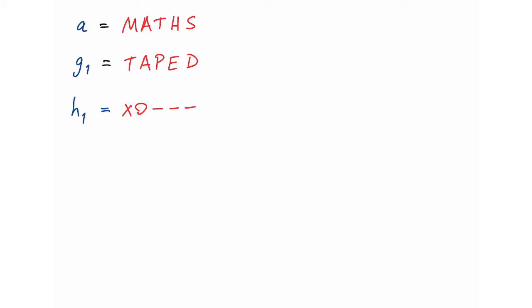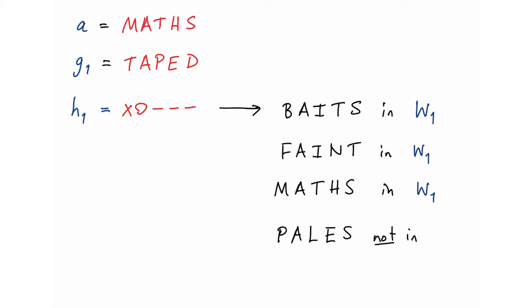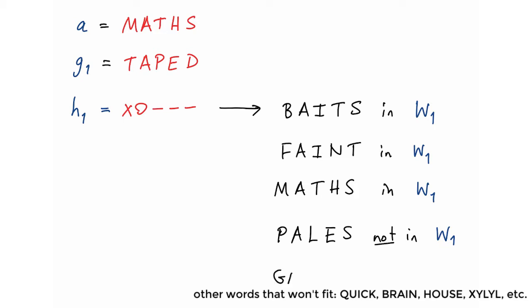So now we have the first guess and we have the first hint. And using the first guess and the first hint, we can work out the list of words that are still feasible, the words which are in W1. So words like bait or faint or maths, they all fit the hint that the computer has given us. So all these words will be in W1. On the other hand, words like pales or words like gamer, these don't fit the hint that we're given anymore. So these words will not be in W1. You can verify yourself that they don't fit the hint that we were given.